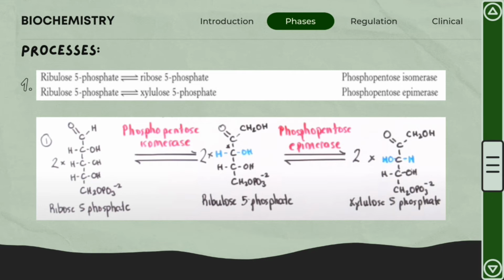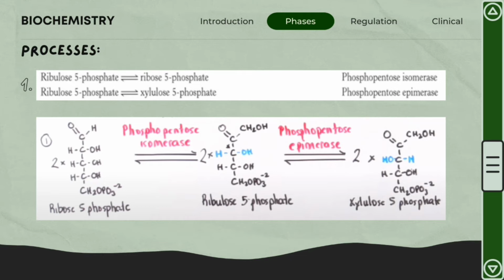Once we form the ribulose 5-phosphate, it then undergoes a second reaction, which is catalyzed by the enzyme phosphopentose epimerase. So what this does is it transforms the ribulose 5-phosphate into xylulose 5-phosphate. And the only difference between these two molecules is the stereochemistry of the third carbon, which is highlighted in blue color. Now, why do we need the specific stereochemistry in xylulose? Why can't we use the stereochemistry in ribulose?